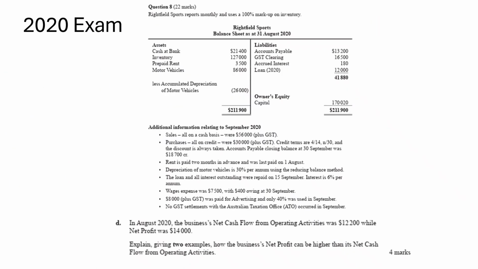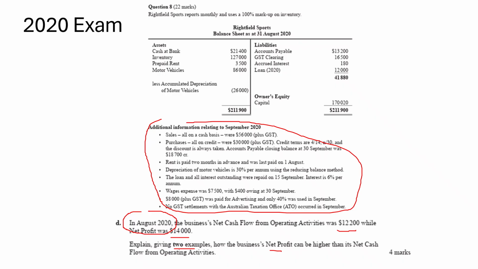So I'll walk you through how to approach this for the 2020 exam. Again, I picked this one because statistically it was the worst, 1.1 out of 4 as a state average. So if we look down the bottom here, we've got some figures. The net cash from ops is 12.2, while the net profit was 14K. You've been asked to give 2 examples of why the net profit was higher than the net cash. Now, what's interesting about this question is look at the date. It's August 2020, and all of this information relates to September. So we don't need to talk about any of this.